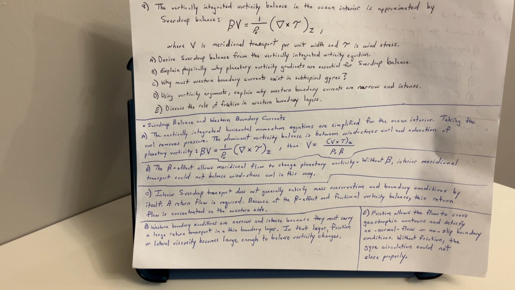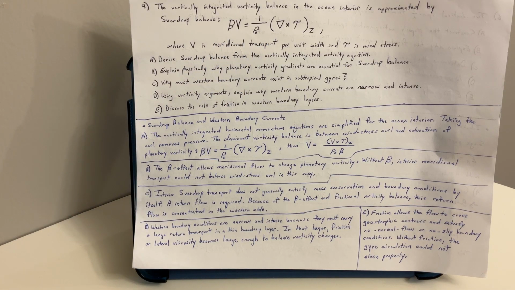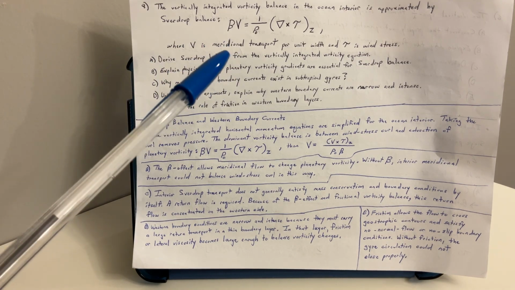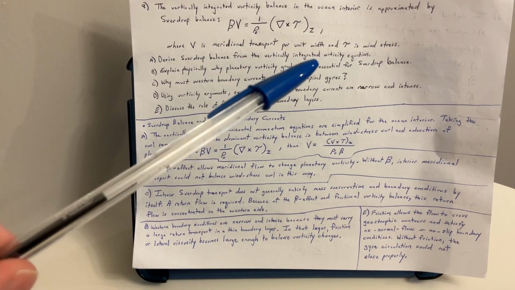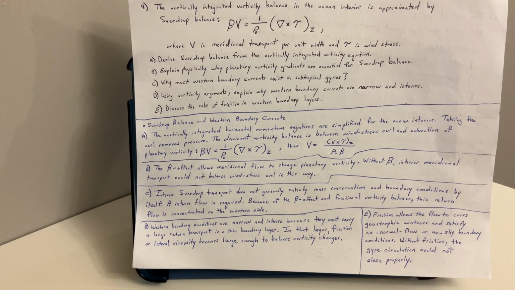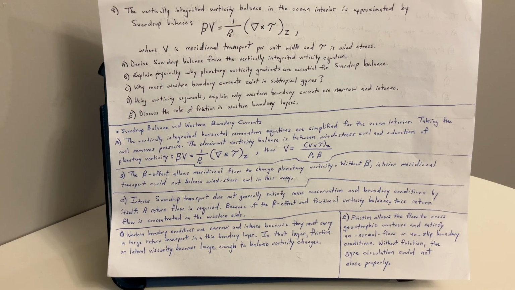So we have a Sverdrup balance and western boundary currents problem here. The vertically integrated vorticity balance in the ocean interior is approximated by Sverdrup balance: beta V equals 1 over rho naught times the quantity del cross tau sub Z, where V is the meridional transport per unit width and tau is the wind stress. Part A, derive the Sverdrup balance from the vertically integrated vorticity equations.